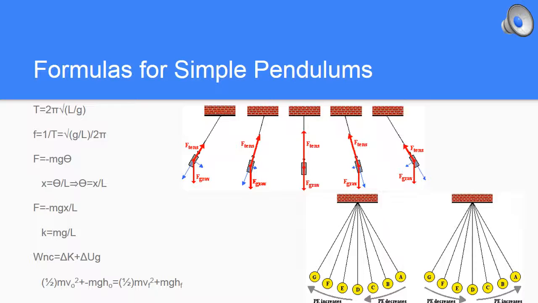And because the restoring force is equal to the restoring force from Hooke's law, or negative kx, we can find that k, or the spring constant, is equal to the mass times the acceleration due to gravity divided by the length of the pendulum. Pendulums also follow the laws of mechanics, and so the non-conservative work is equal to the change in kinetic energy plus the change in potential energy.